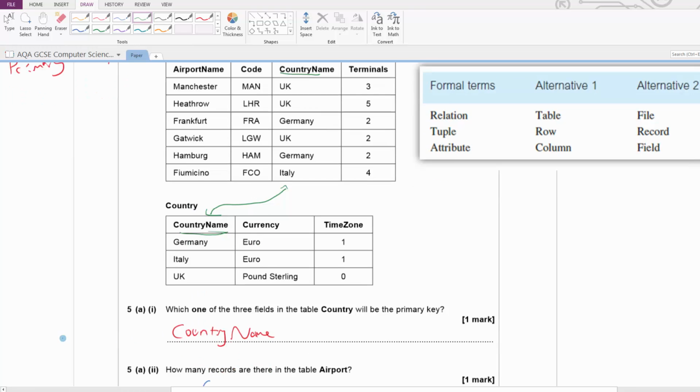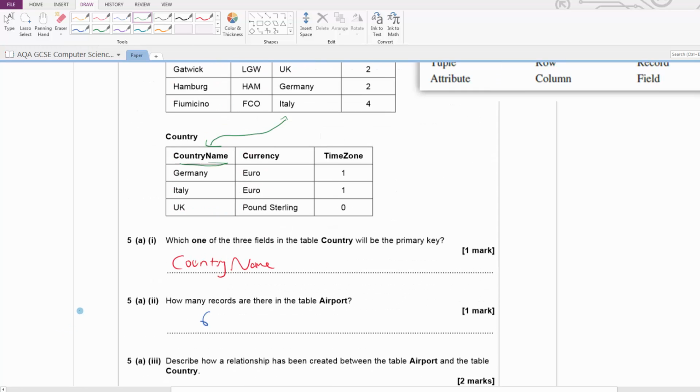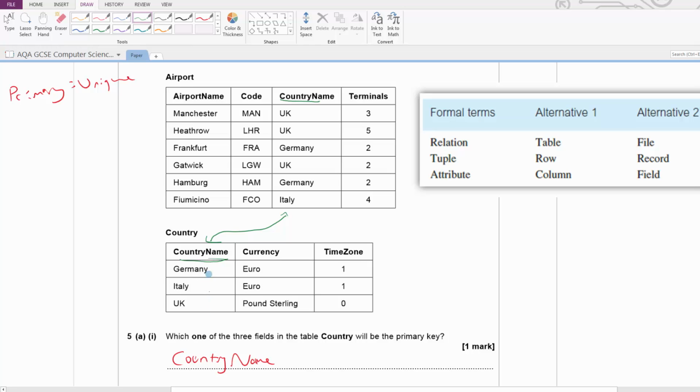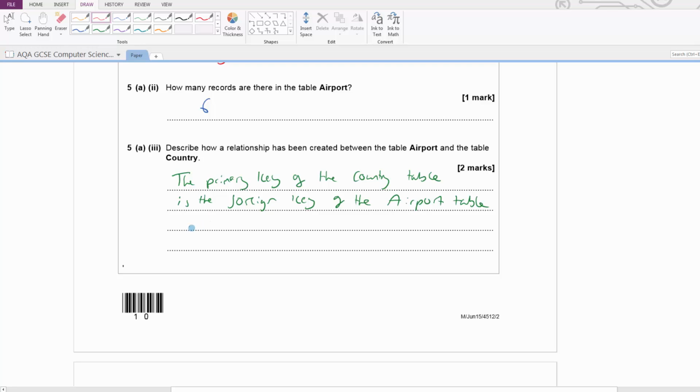So that's how they're linked. The terminology is a little bit difficult to get your head around, especially because you can flip it depending on which table you're looking at, but really the idea is that we have the same column in 2 different tables. This is a more technical definition. The primary key of a country table is the foreign key of the airport table.